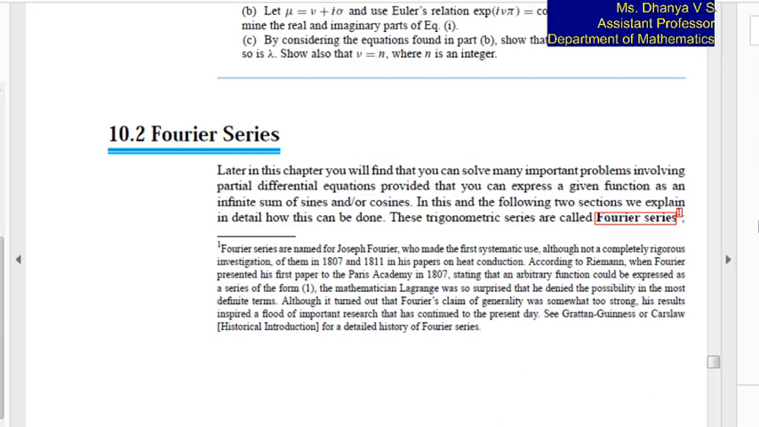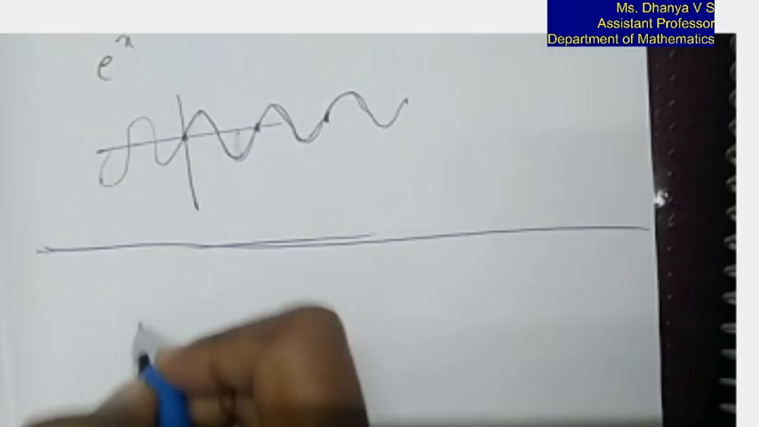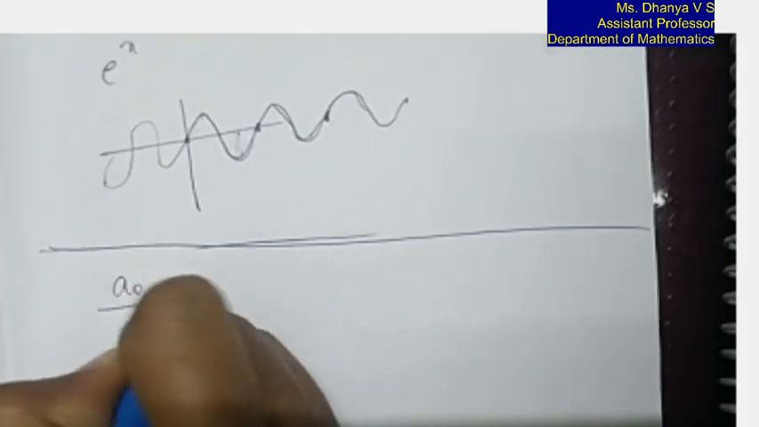Good morning, students. We will start Fourier series today. So first of all, I will define what's meant by a trigonometric series. Consider a series of the form a naught by 2, where a naught is some constant.